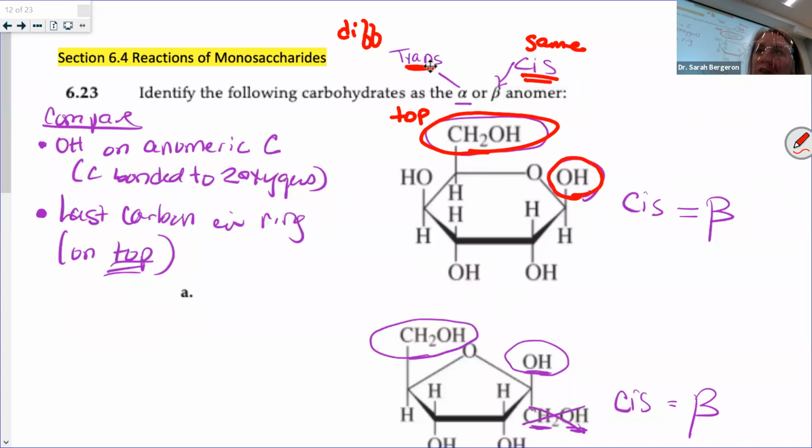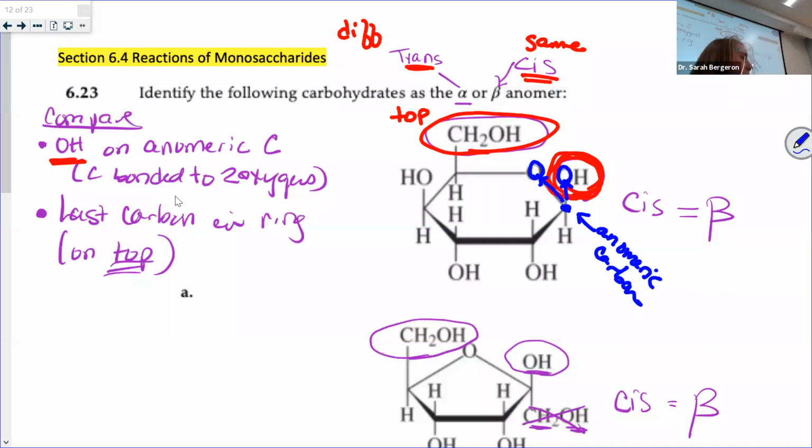But when we talk about sugars, we're not going to call it cis anymore. We're going to call it beta, the beta anomer. All right, so let's go try. You're always going to compare the hydroxyl that's on your anomeric carbon. How do I know what my anomeric carbon is, by the way? How do I know that this right here is my anomeric carbon? It's bound to what? Two oxygens. Here's one, and then here's the other. And one of those oxygens is going to be in the sugar ring. Okay?